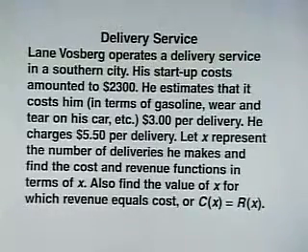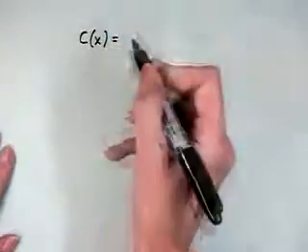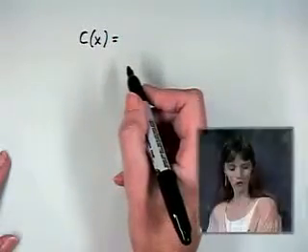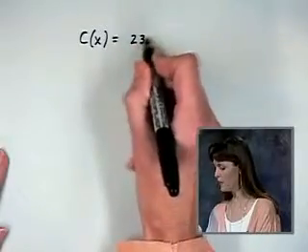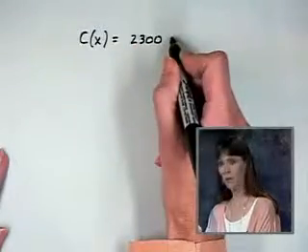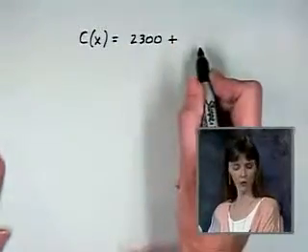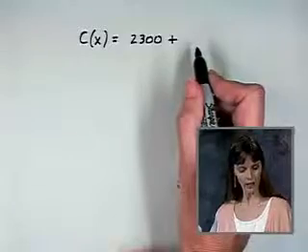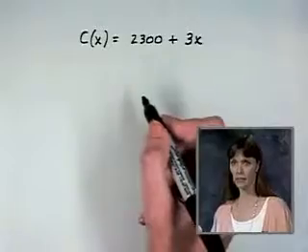Also, we want to find the value of x for which the revenue equals the cost, or where C of x equals R of x. So let's begin by setting up the function for cost. C of x equals. We're told in the situation that his original costs were $2,300. So we can write that down as part of our cost. But we also have what are called variable costs. These are the fixed costs. Our variable costs are $3 per delivery. So we can write down $3 for each delivery that he makes.